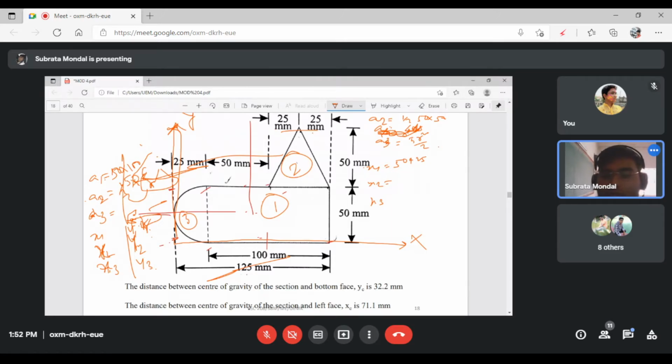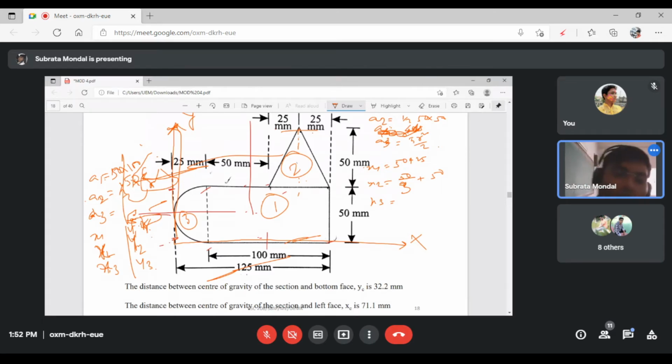X2, this one: it is a symmetrical triangle. So the centroid of this triangle will be at 1/3 of the height, that is 50 by 3, along with this 50 to add. Why? Just because you are considering from this base.